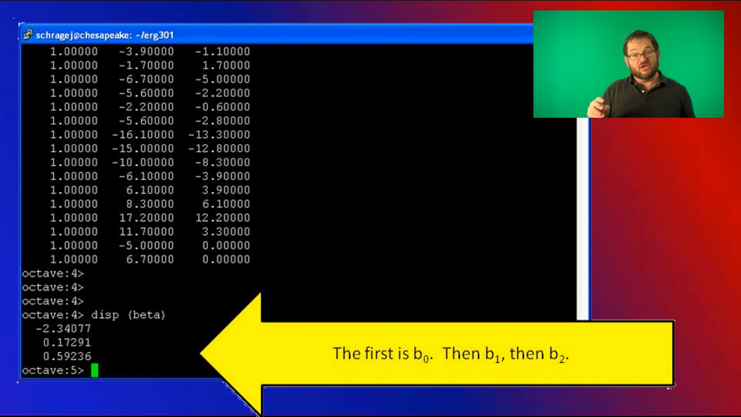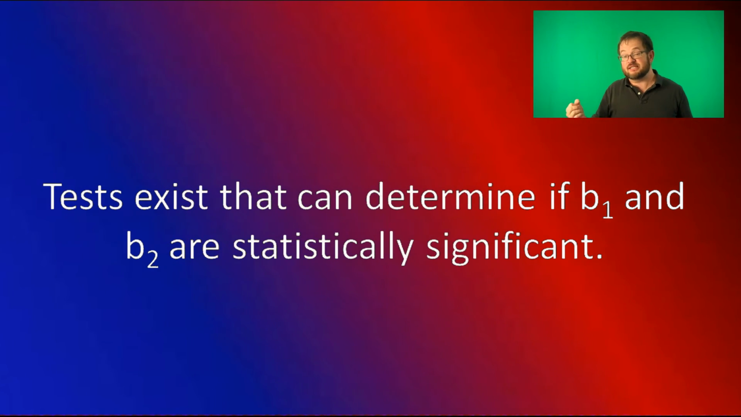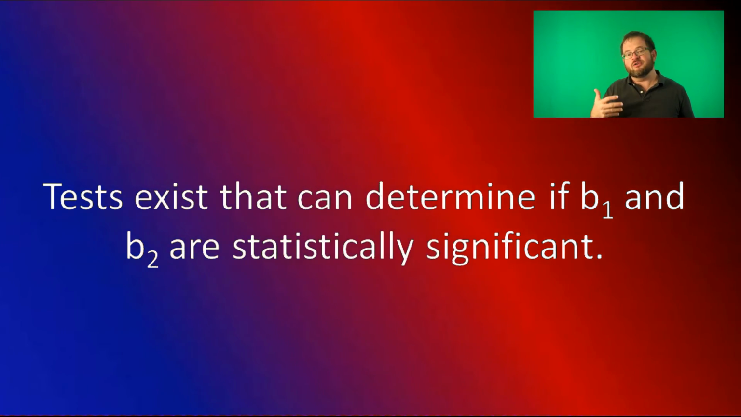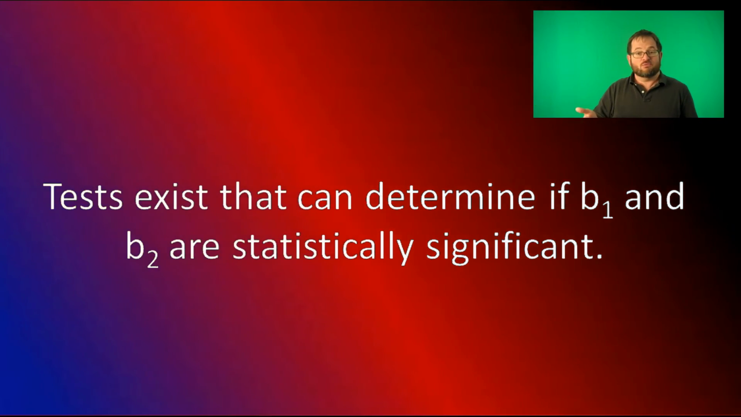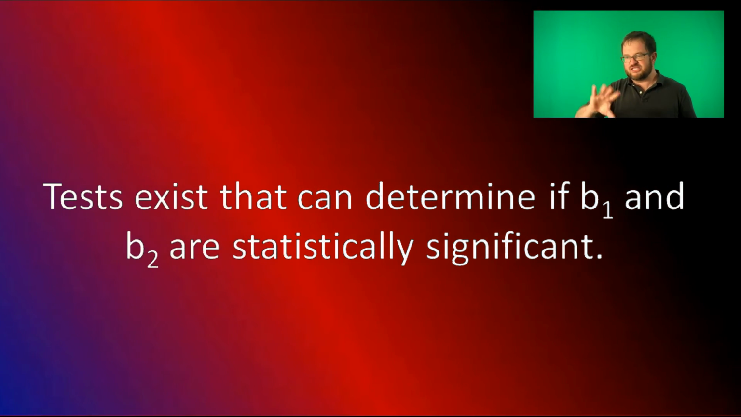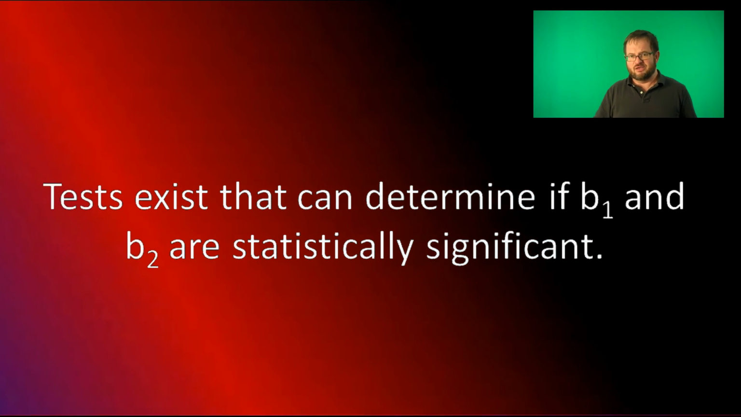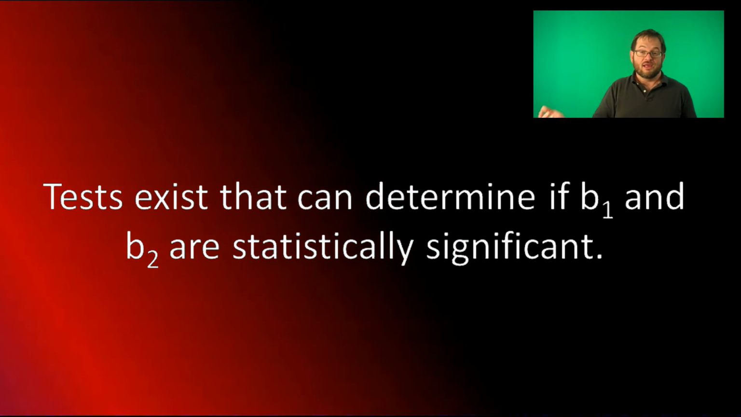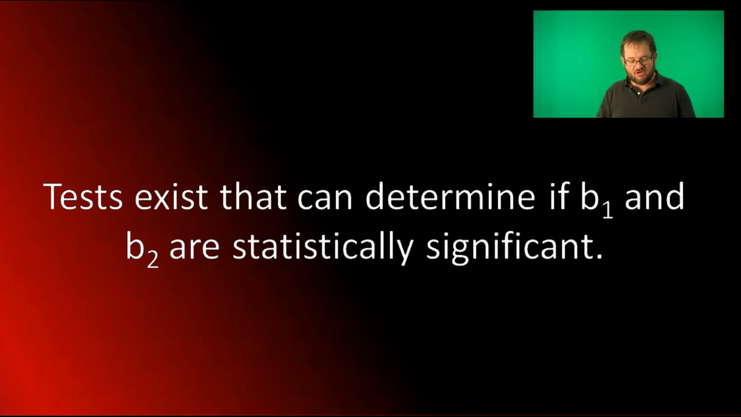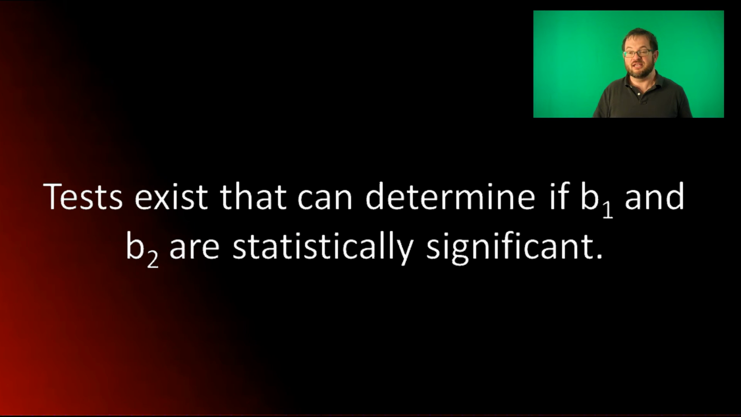Now, because you're getting these statistics, B0, B1, B2, there are tests out there that can help you determine if those values are statistically significant. If your value of B1 or B2 is close enough to 0, let's just say B2, then it doesn't really matter what X2 is doing, because you're just multiplying it by a number pretty darn close to 0. Okay? There are statistical tests to help you determine, are B1 and B2 statistically significant? Do I even need to include this second independent variable?